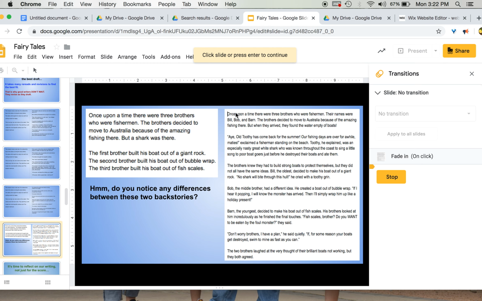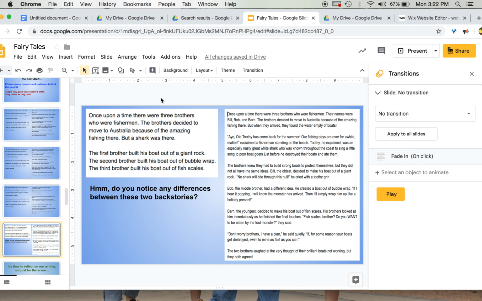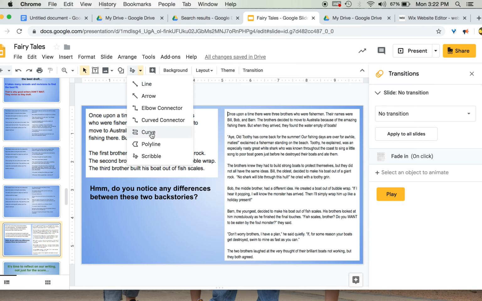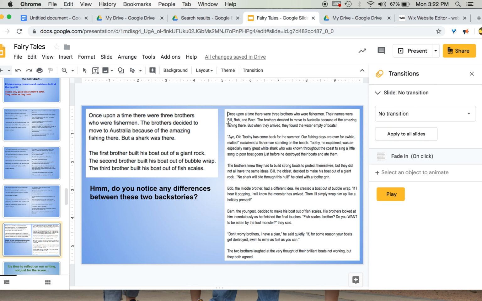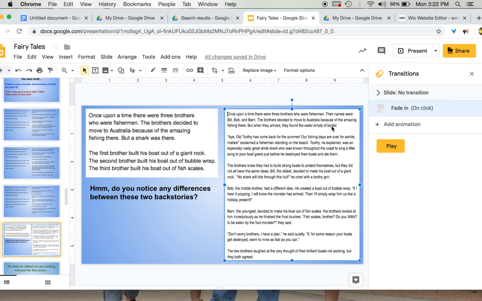Once upon a time, there were three brothers who were fishermen. Their names were Bill, Bob, and Barn. The brothers decided to move to Australia because of the amazing fishing there. But when they arrived, they found the water empty of boats. Aye, old Toothy has come back for the summer.